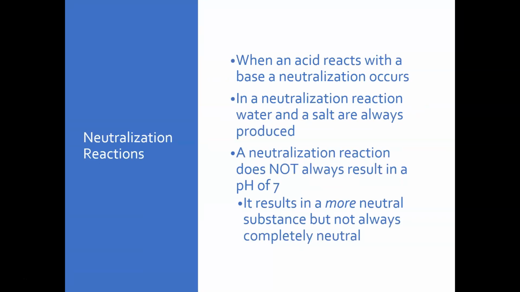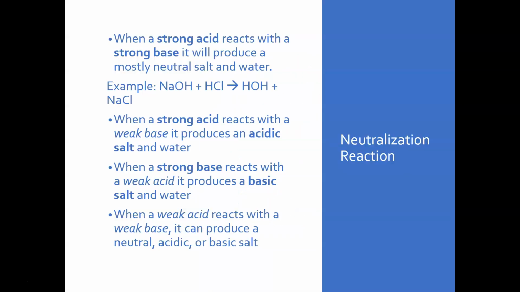So this brings us to something called neutralization reactions. When an acid reacts with a base, a neutralization occurs. In a neutralization reaction, water and a salt are always produced. Keep in mind, when I say a salt, I don't just mean sodium chloride, although that is a salt. All of our halides produce salts. A neutralization reaction does not always result in a pH of 7. 7 is the neutral pH, but neutralization reactions sometimes will, but will not always, create a solution with a pH of 7. It's just going to result in a more neutral substance, but not always completely neutral.